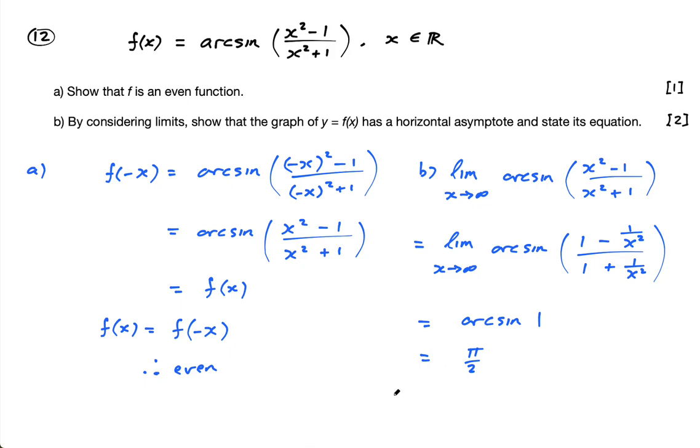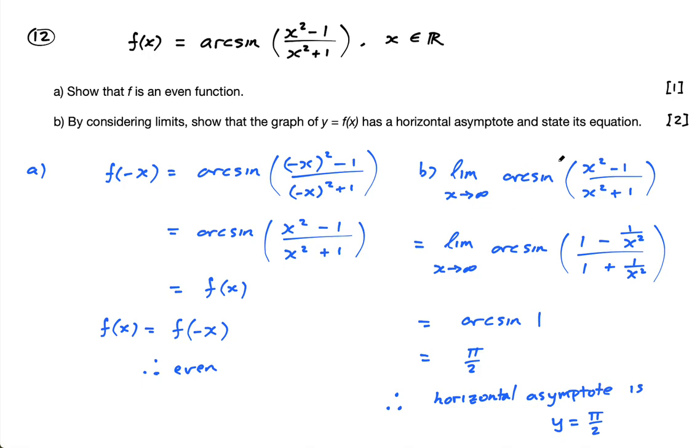Therefore, and guys, you have to write this down to get the final mark. You have to say horizontal asymptote is, and you have to write the equation. You can't just write pi over 2. You have to write y equals pi over 2, because it's a horizontal asymptote. It's going across that way, so it's y equals pi over 2.